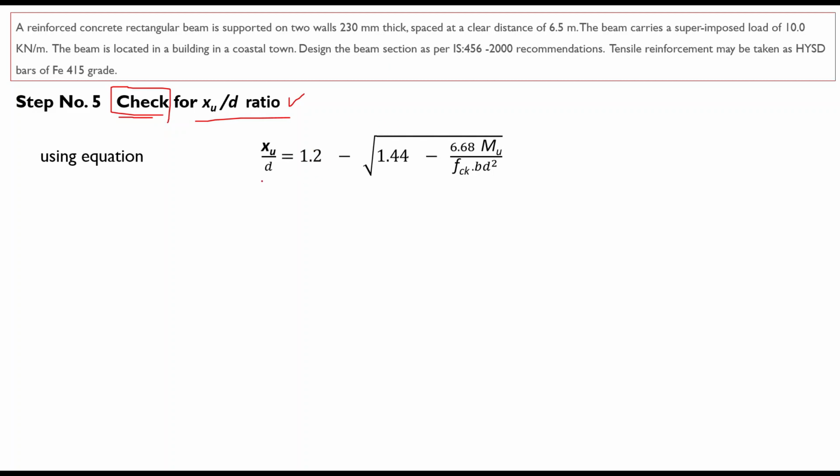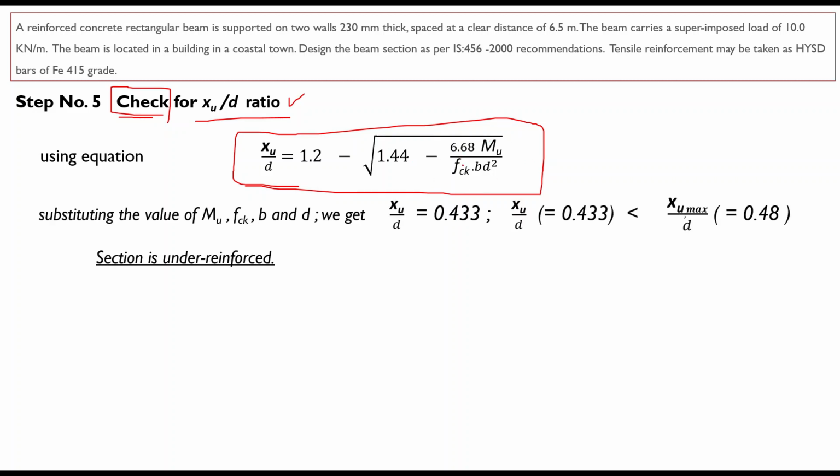Now we can use this equation which we have already discussed in the previous lectures, that XU by D we can work out by putting all the values. So after putting all the information which is available, Mu we have calculated, depth we have decided, width we have decided, grade of concrete is M25, and based on putting all the values, we will be able to find out that the XU by D ratio is coming out to be 0.433.